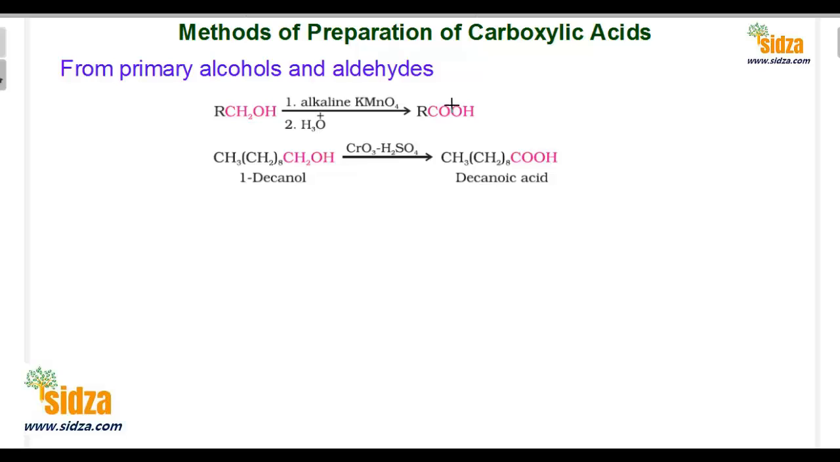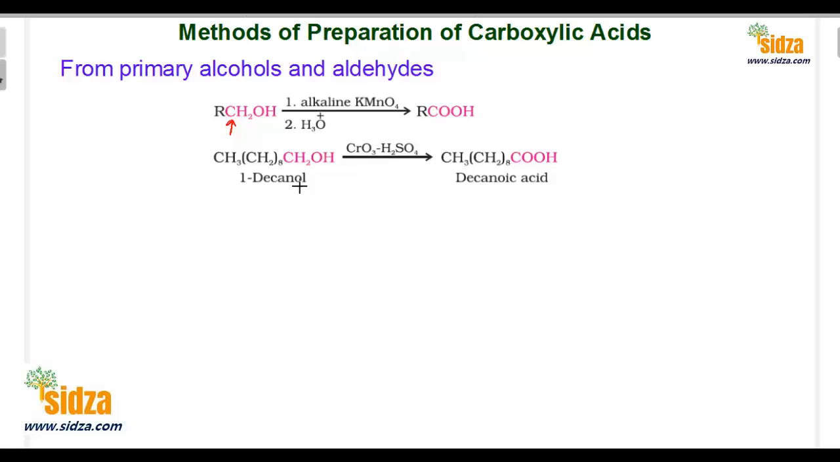First, you can prepare carboxylic acids from the primary alcohols and the aldehydes. If you oxidize the alcohols, you can get the carboxylic acids. A primary alcohol here has the CH2OH. If you oxidize it with strong oxidizing agents like KMnO4 in alkaline medium, or we can also use potassium dichromate in the acidic medium. Both are strong oxidizing agents. They convert alcohols into carboxylic acids.